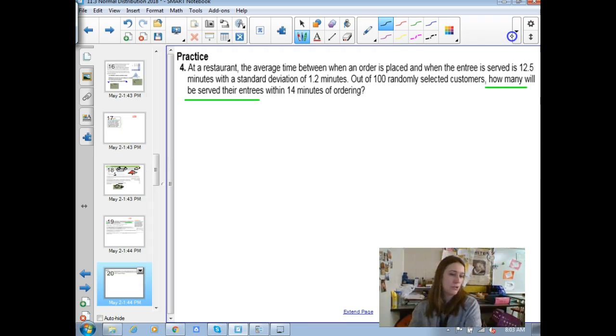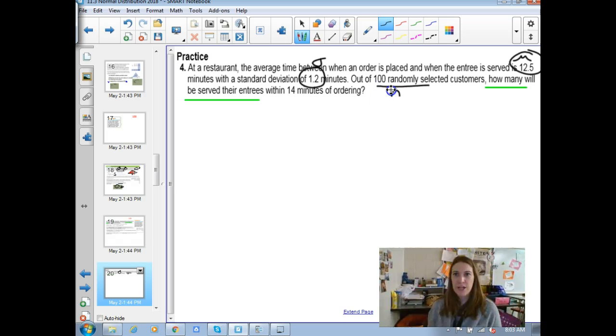This is in your notes again, so let's do a few of these. At a restaurant, the average time between ordering is 12.5, so there's your mean, and the standard deviation of 1.2. Make sure they're both measured in minutes. They are, so we're good to go. Out of 100 randomly selected customers, so there's your n, how many, so after we find the percent, we have to multiply it by 100, will be served within 14 minutes. So basically 14 minutes or fewer.